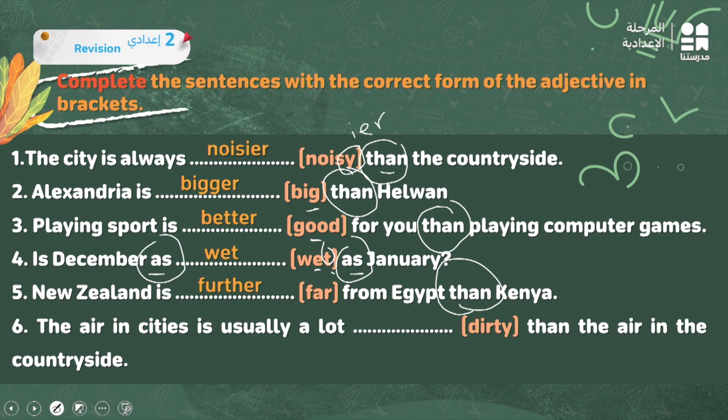Okay. The air in cities is usually a lot dirtier than the air in the countryside. It means the air is of course more polluted in cities than in the countryside. Okay, so my adjective here is dirty and it ends in Y, like noisy. So what shall I add before adding ER? Definitely I shall change Y into I. Then I add my ER, which refers to the comparative case. So it's going to be like the following, dirtier, okay?